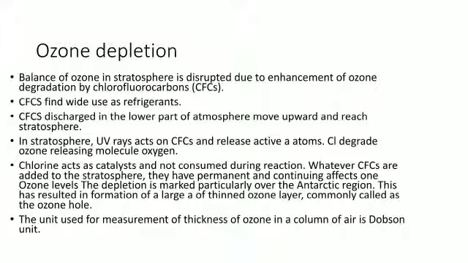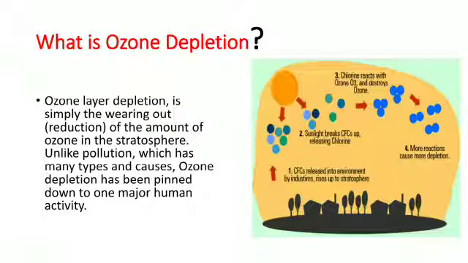Whatever CFCs are added to the stratosphere have a permanent and continuing effect on the ozone level. The depletion is marked particularly over the Antarctic region. It has resulted in the formation of a large thin ozone layer, commonly called the ozone hole, and the unit has been measured in terms of Dobson unit. So if you are feeling difficulty with these points, you can write these points. Okay, so this is also an easier way to understand.